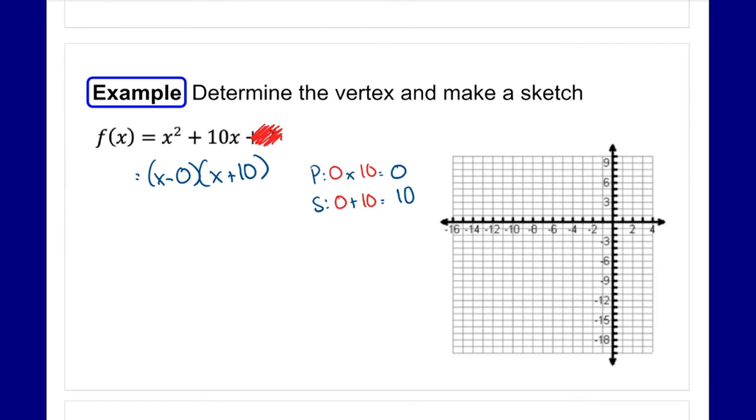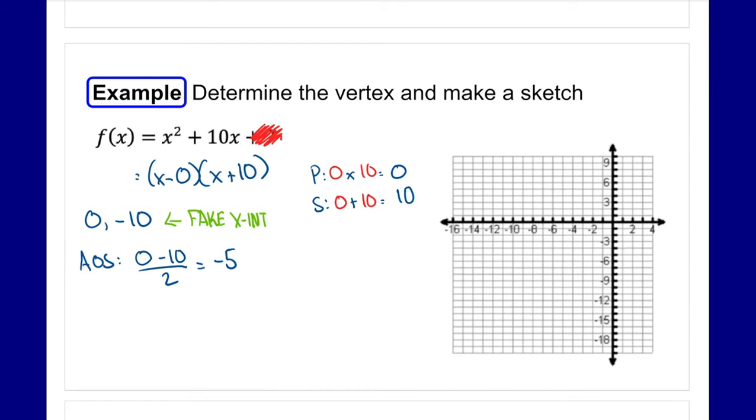Now, we want to find what our fake x-intercepts would be. So in this case, 0 and negative 10. So these are fake x-intercepts. We want to make sure we're mindful of that. We're not saying that these are x-intercepts, but we are going to use them to find our AOS. So what's the middle value? Well, 0 plus negative 10, or minus 10, divided by 2 is negative 5.